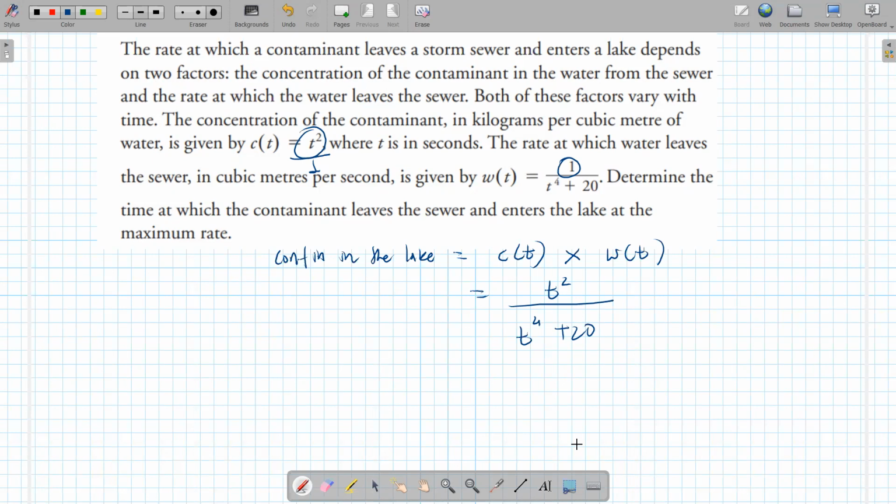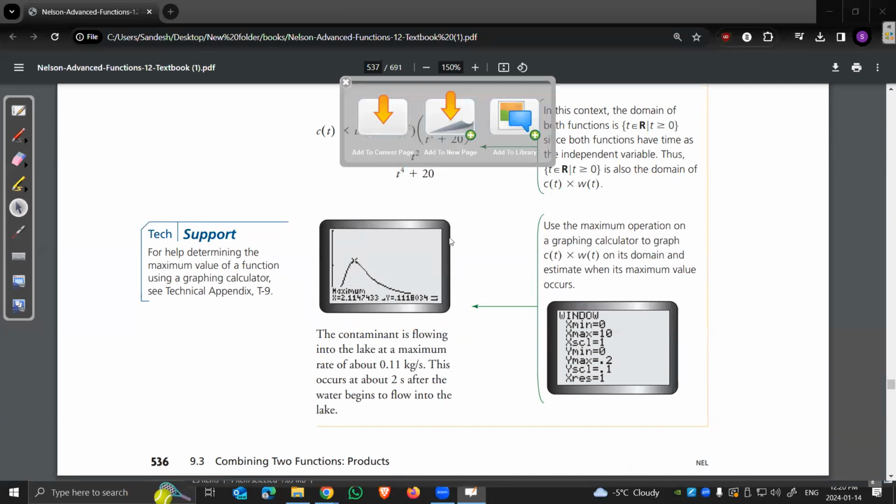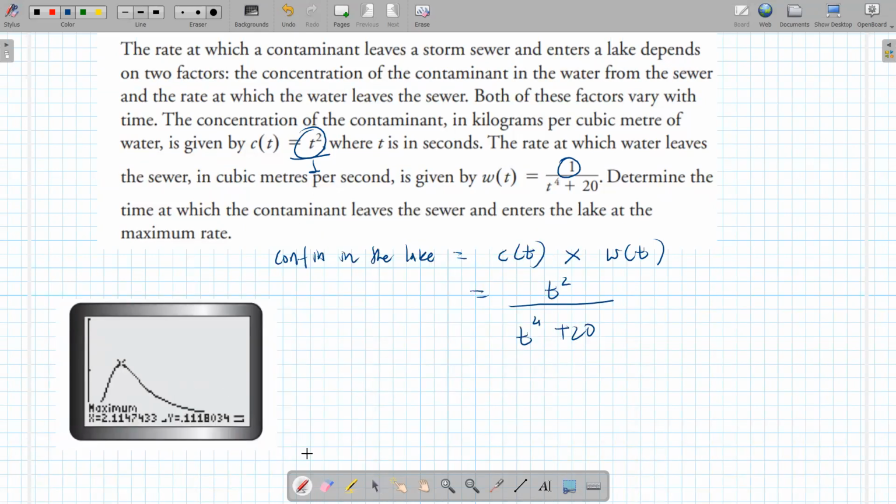The question is asking us to find the maximum, okay? For this, I guess you do need a graphing calculator. I'm gonna steal their graph. So if you were to graph this, it appears you would get a peak right here, yeah? And the peak says x equals, this is the x value at the peak, 2.11. So that's the answer to this question. The time when its maximum is going to be 2.11, and you're done.